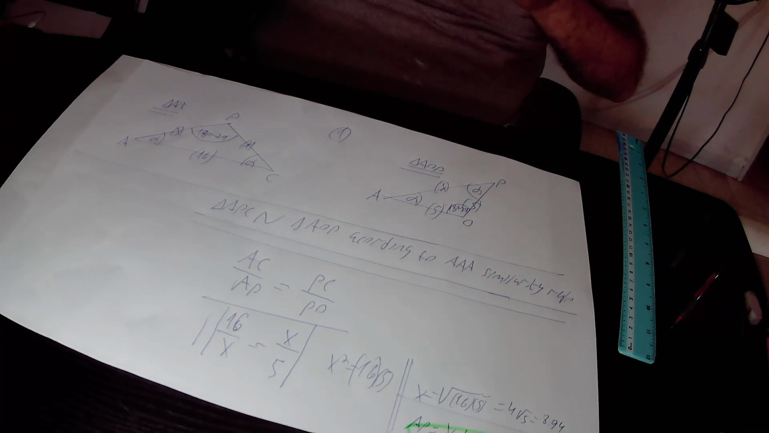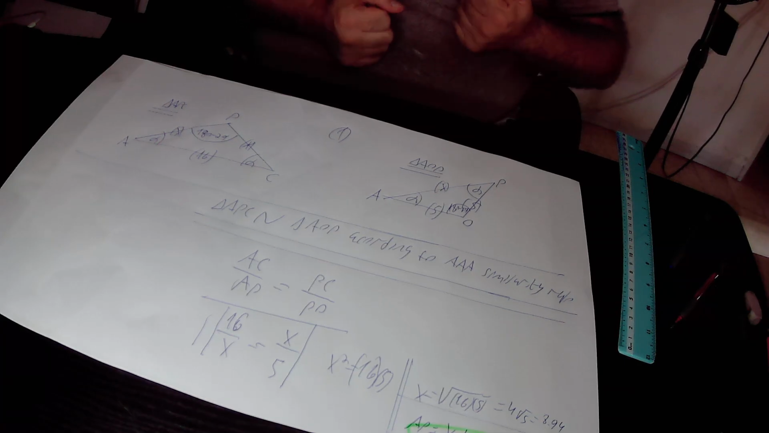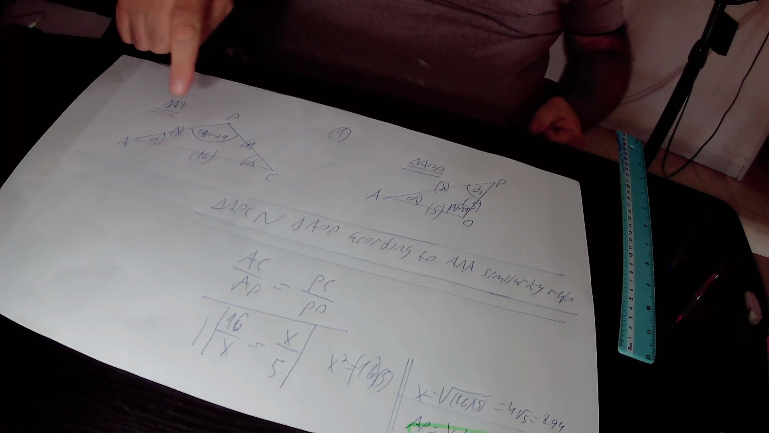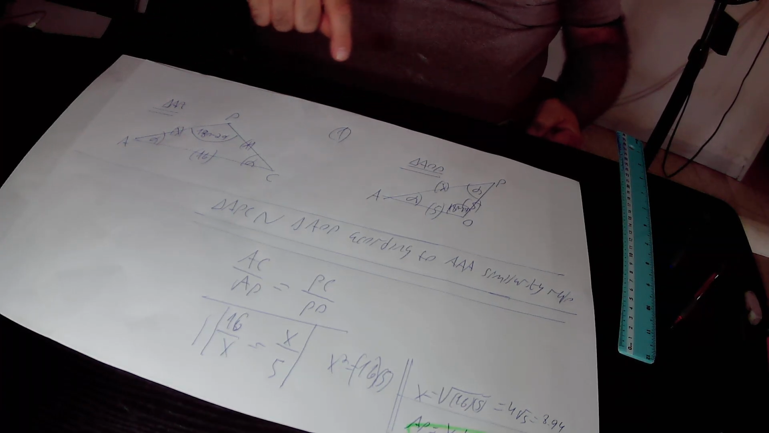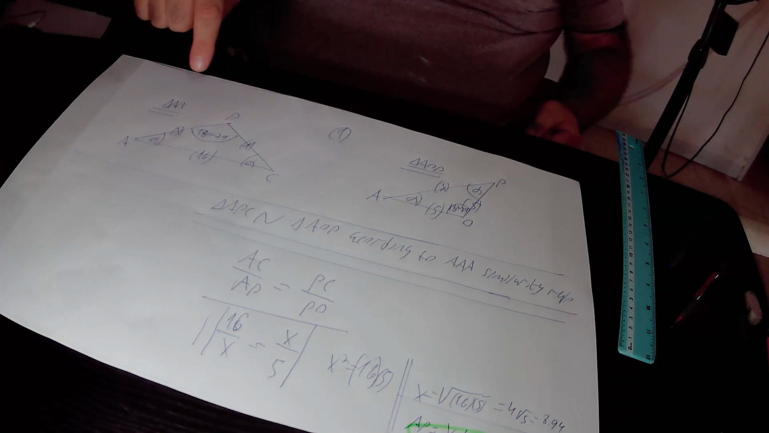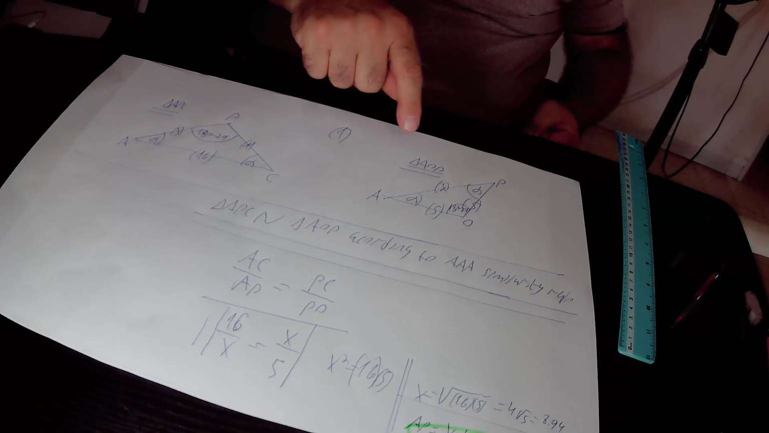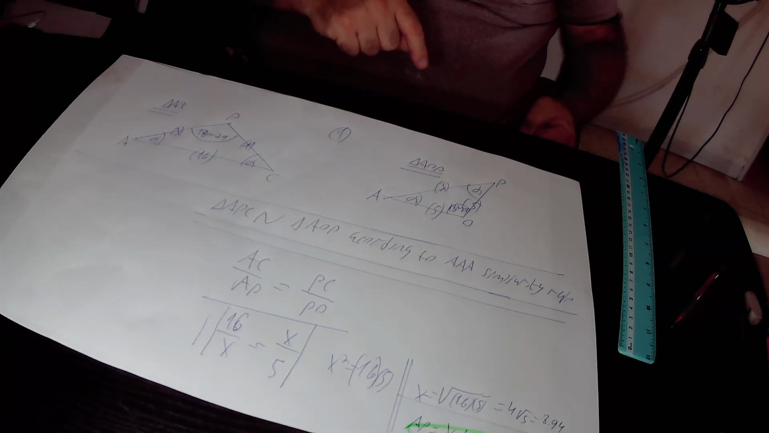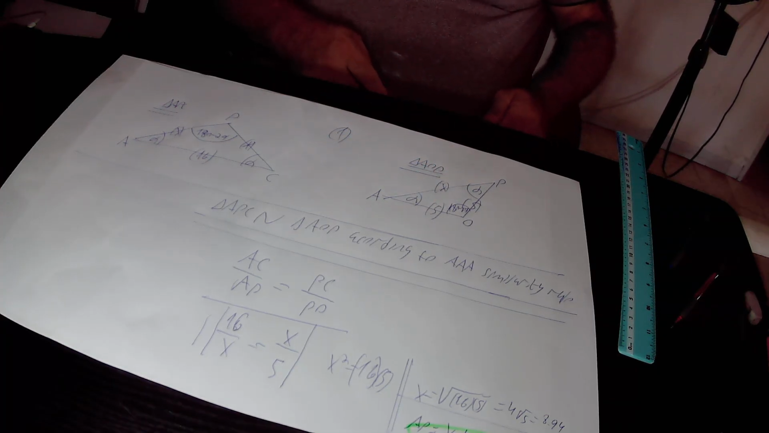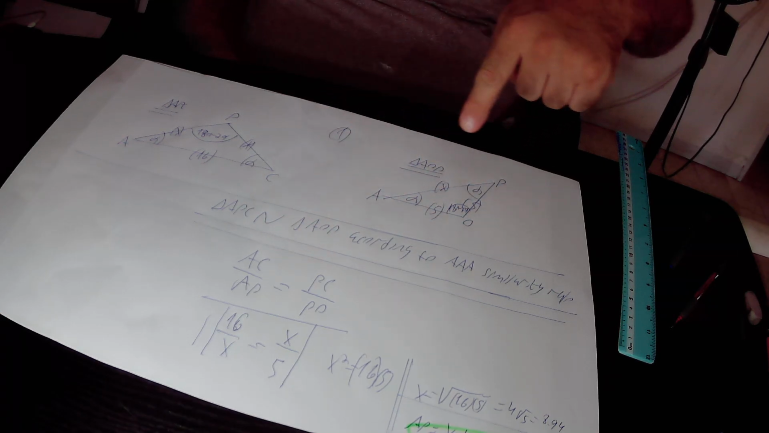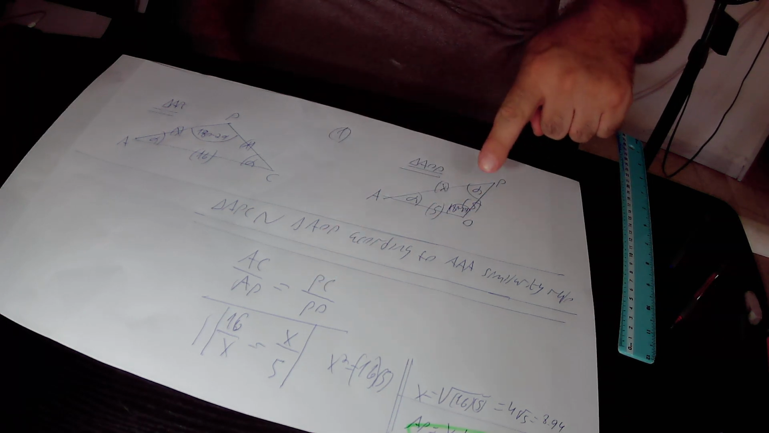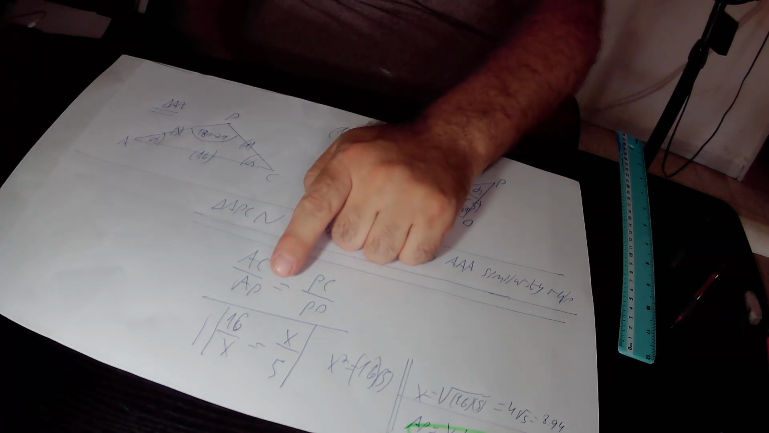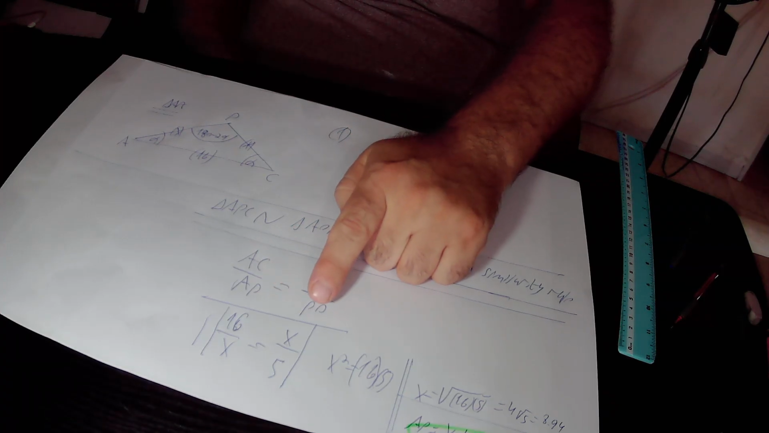From the fact that those two triangles are similar to each other, we derive that the following relationship exists between their sides. Side AC of the big triangle APC over side AP of the small triangle AOP is equal to side PC of the big triangle APC over side PO of the small triangle AOP. AC is 16, AP is x, PC is x, and PO is 5. So in total we found that 16 over x equals x over 5.